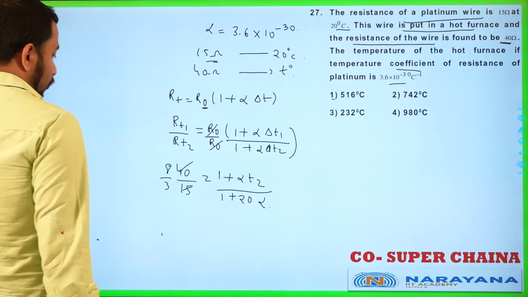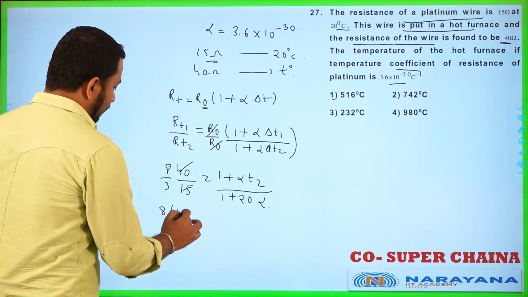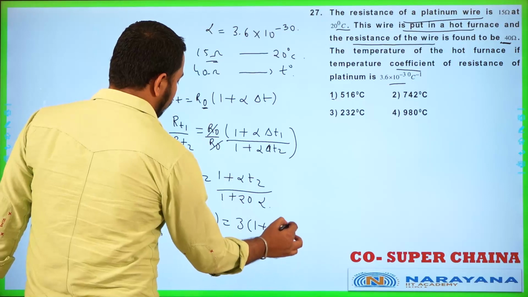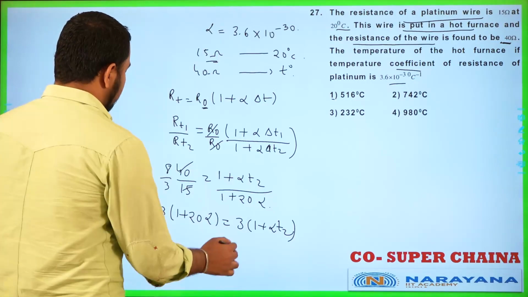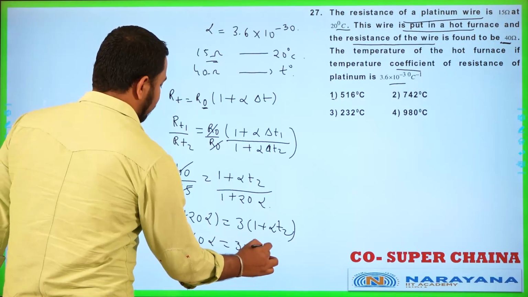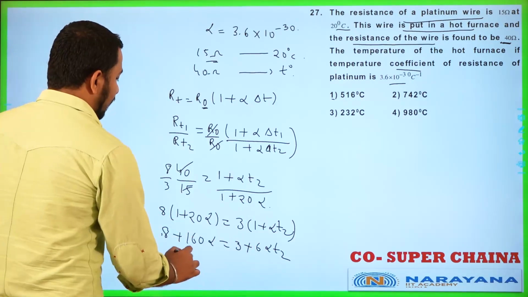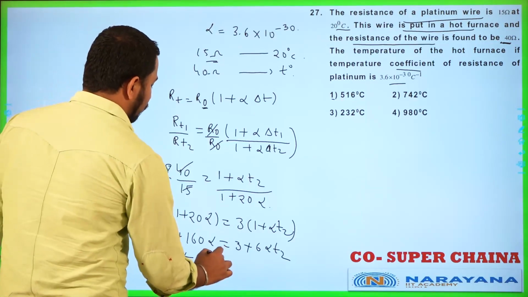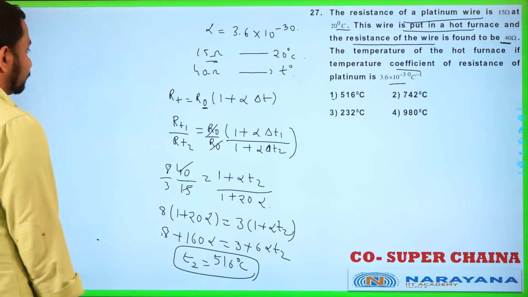Okay, now you do the calculation. It's just cross multiplication. So cross multiply here: 8 times (1 plus 20 alpha) is equal to 3 times (1 plus alpha T2). Now if you simplify, we are getting 8 plus 160 alpha is equal to 3 plus 3 alpha T2. Now just substitute the value of alpha and simplify, and you will get the value of T2. So T2 will be coming as 516 degrees Celsius, and that will be the answer of this question.